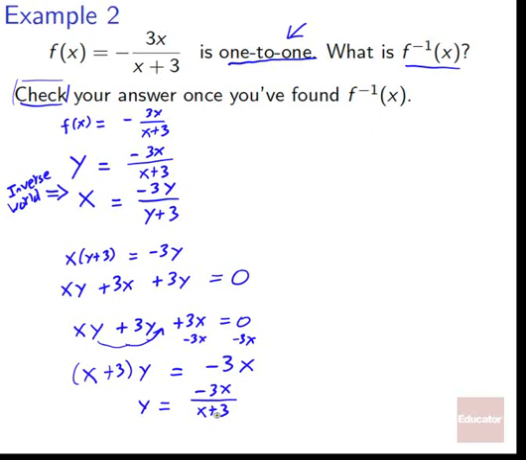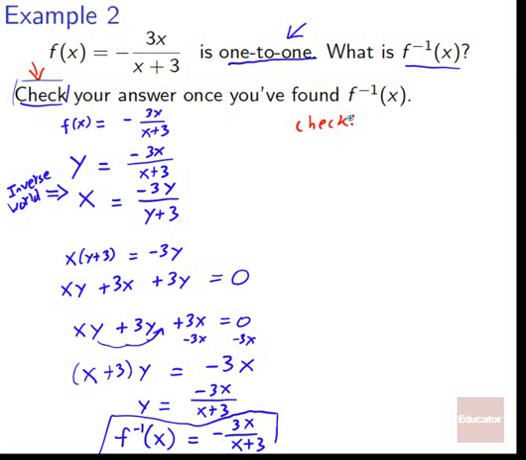And now finally, we can plug in f inverse for this y. So we plug in and we get f inverse of x is equal to negative 3x over x plus 3. Great. Now let's check and make sure that we got this right. We check it in red. So here's our check. Let's check it by plugging f into f inverse. So we want this to come out to be x, right? Should be x if we got everything right.